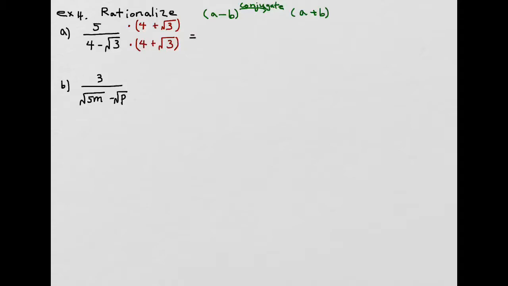So one term multiplied by 2 terms, you need to distribute, right? 5 times 4, 5 times the square root of 3. Then you're going to end up getting 20 plus 5 square root of 3. That's what you get on the numerator by distributing 5.